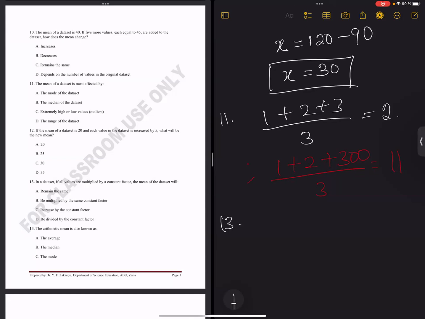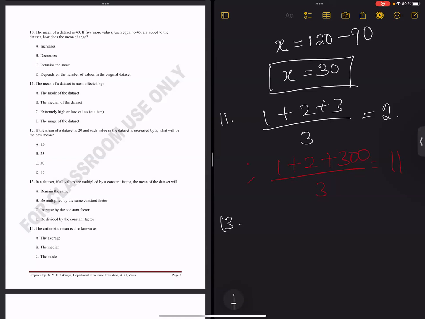The next problem, problem number 13. In a data set, if all values are multiplied by a constant factor, the mean of the data set will be dash. A, remain the same. B, be multiplied by the same constant factor. C, increase by the constant factor. D, be divided by the constant factor.